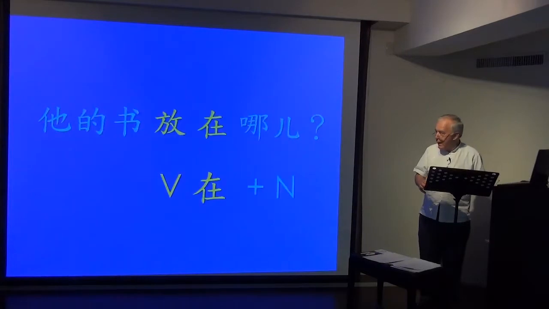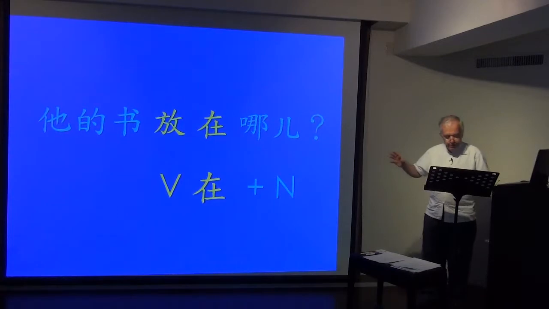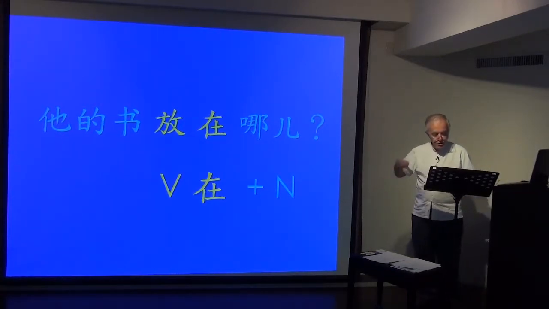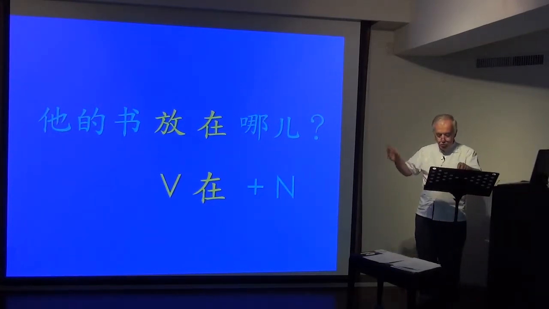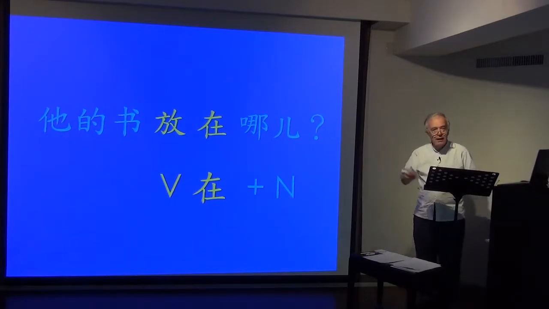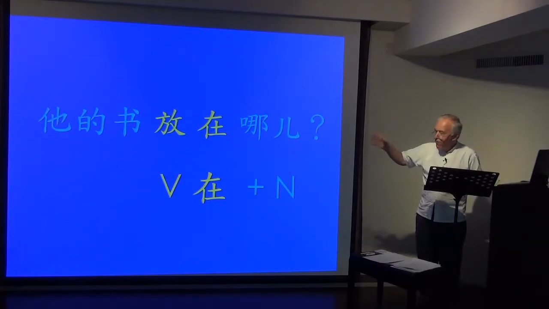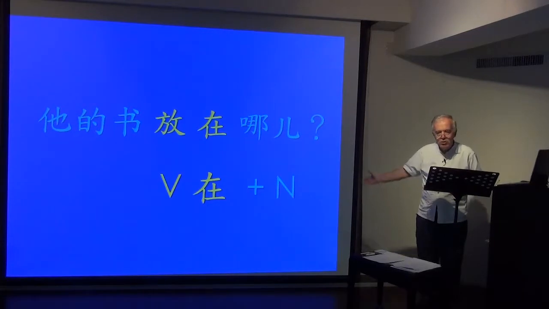And finally, 在，他的书放在哪儿？With certain verbs like to sit, 坐, to stand, 站, to live, 住，你住在哪里？睡，睡在哪里？躺 of to lie down, 放，挂在墙壁上，写在哪里？出生在英国。With these verbs, 在 follows the verb, not as with other verbs in the normal position coming before the verb.